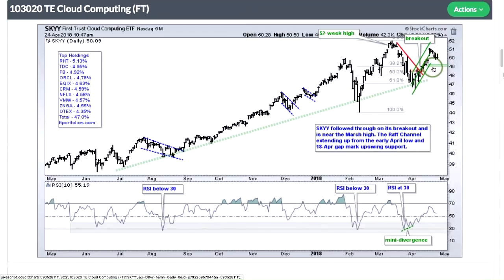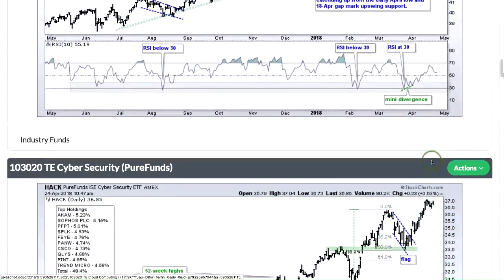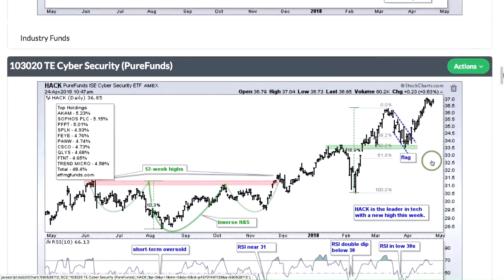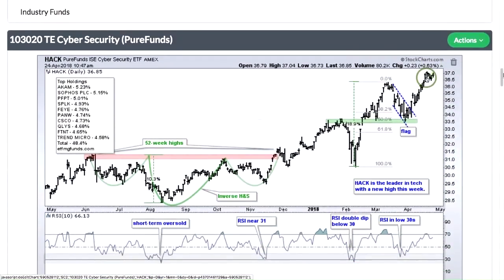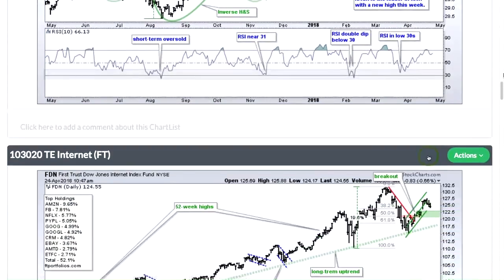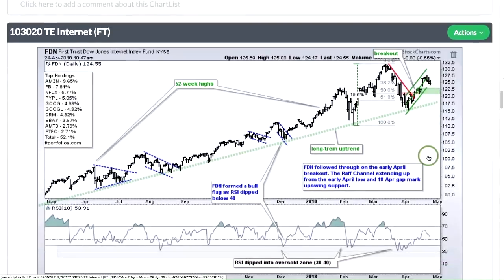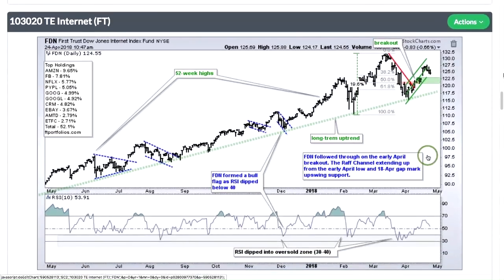So here's cloud computing. 49 is the level to watch. Hack, I don't have a level to watch really because it's at a 52-week high. For internet, and Facebook reports soon, so that will be affecting this one at some point. But there's the level to watch around 120 or so. You can see broken resistance turns support in the Raff channel, so it's a zone.